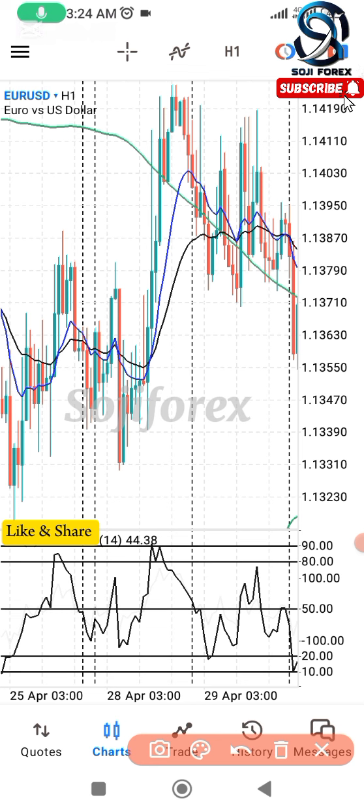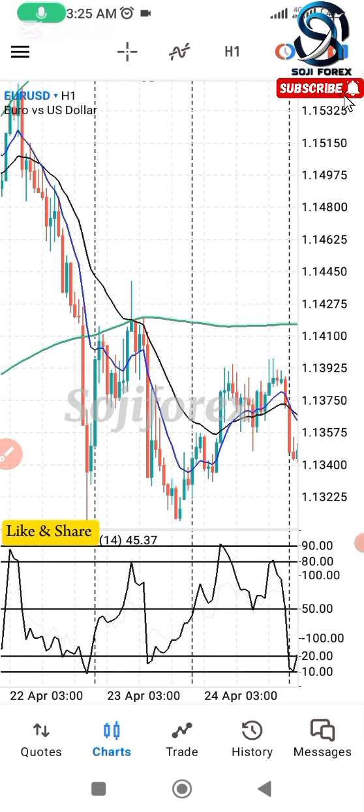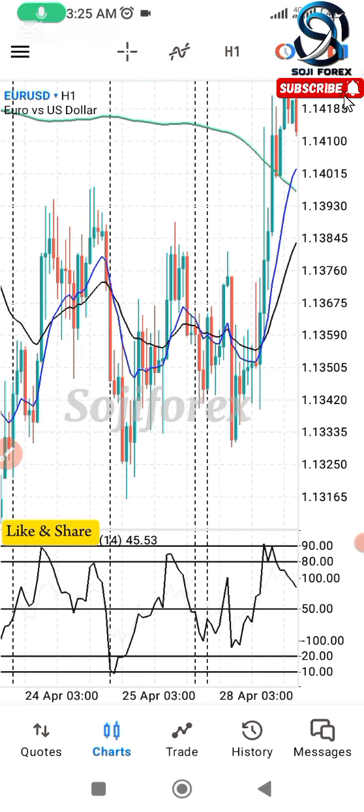What do I refer to as overbought and oversold? For instance, price is at this 90 and 80 level, you now decide to say, okay, this is an overbought zone, so let me sell. That is a very wrong way to trade. As far as trading is concerned, there is nothing like overbought and there is nothing like oversold. So please always take note of that.